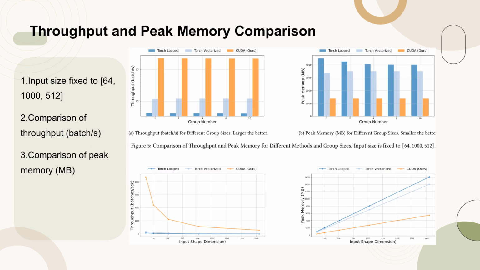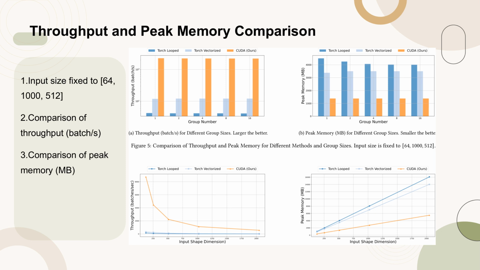Figure 5 presents a comparison of throughput and peak memory for different methods and group sizes, with the input size fixed at 64, 1, 512. The figure highlights the performance of various methods in terms of both processing speed, measured in batches per second, and memory usage, measured in megabytes. This comparison is crucial for evaluating the efficiency of different implementations, particularly in the context of CUDA optimizations discussed in the paper. The results indicate how each method scales with varying group sizes, providing insights into their relative efficiency and resource utilization.